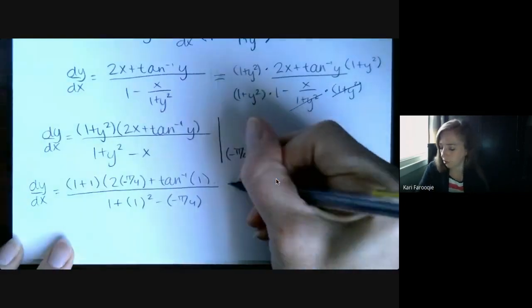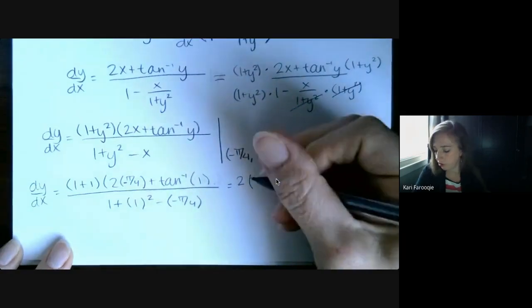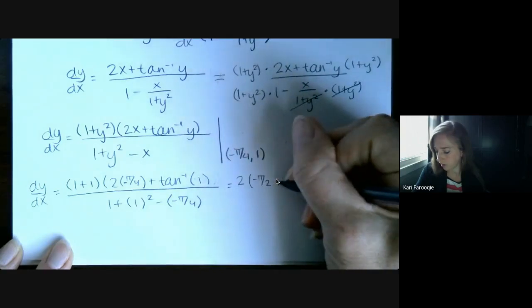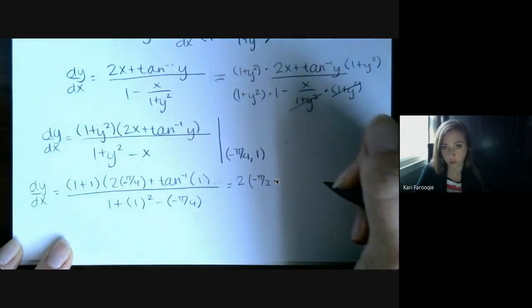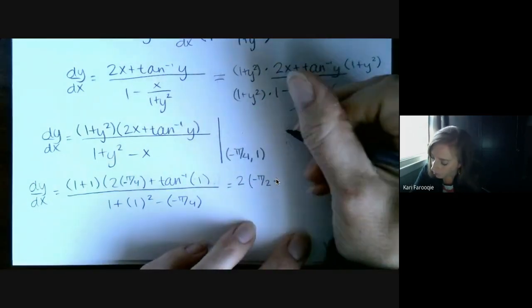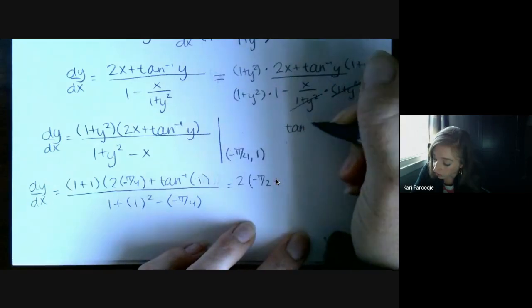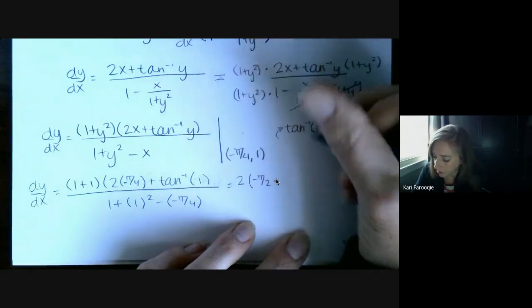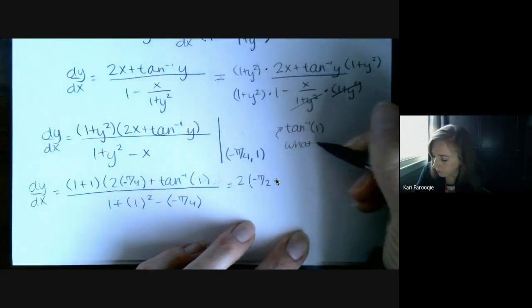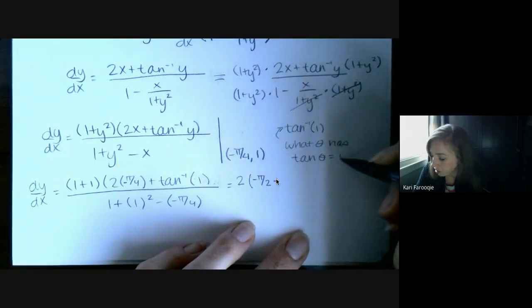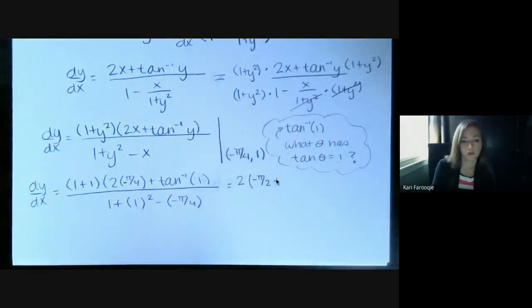All right. 1 plus 1 is 2. 2 times negative pi over 4 is negative pi over 2. And then plus the inverse tangent of 1. So you're asking yourself what angle. I'm going to write this off to the side. Technically, you can put this into your calculator, but you're asking yourself what theta has tangent theta equals 1. That's what you are asking yourself when you're looking at an inverse trig function.